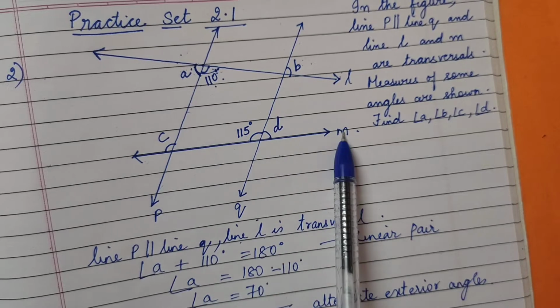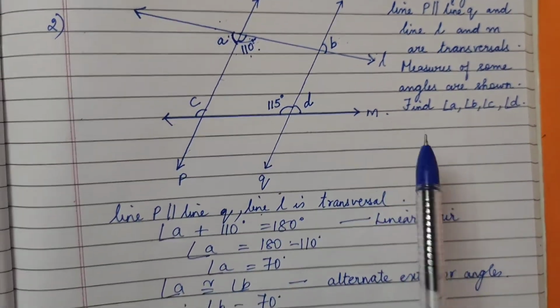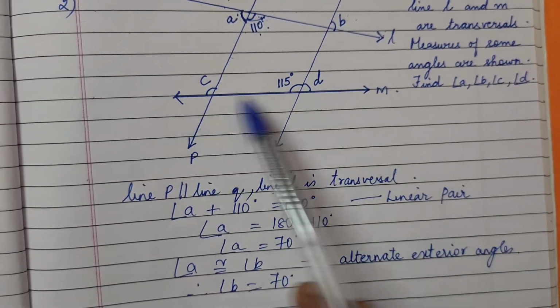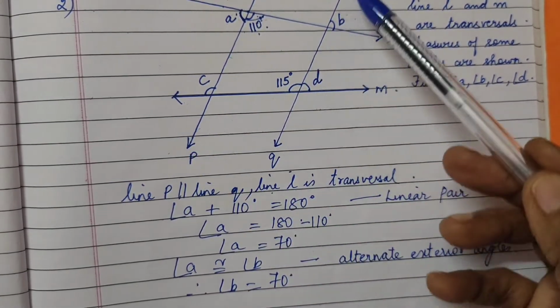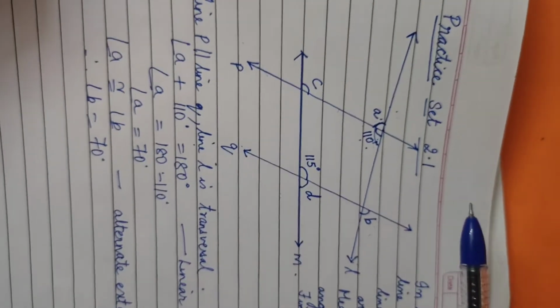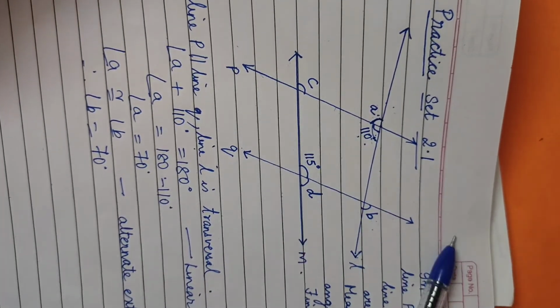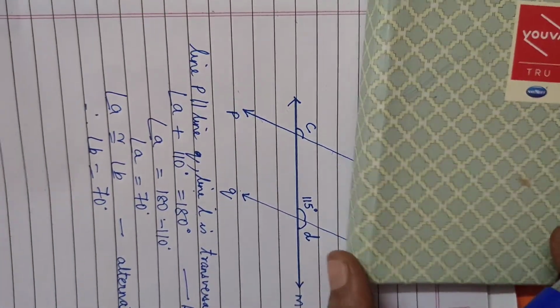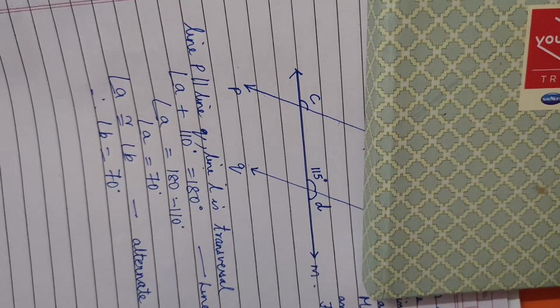Now we will come to this transversal, that is transversal M. So we need to write again the line which is parallel: line P is parallel to line Q. We will discuss first, then we'll go. I have rotated like this according to my parallel lines. So now we will forget this transversal. We will hide this transversal now.